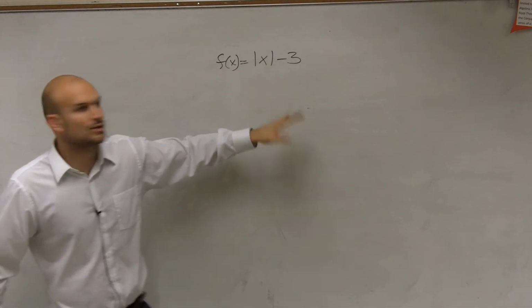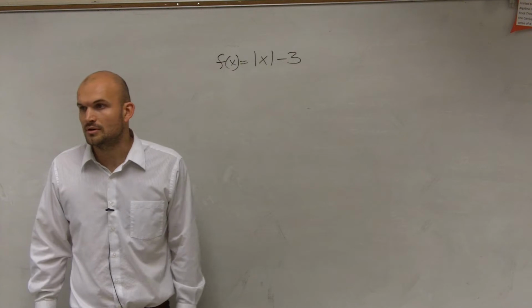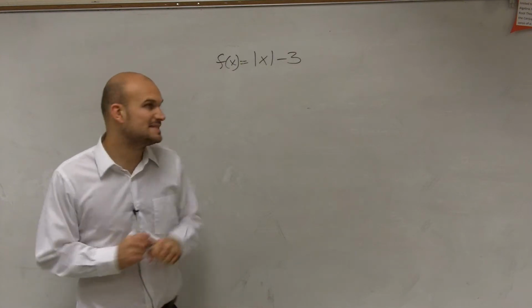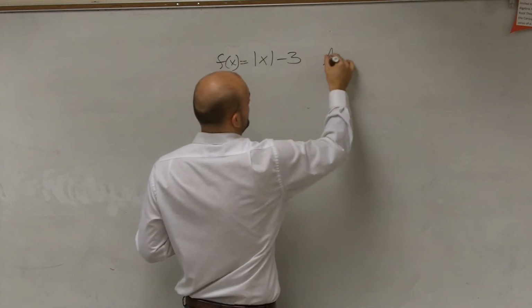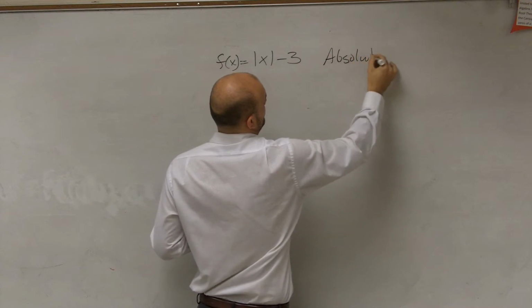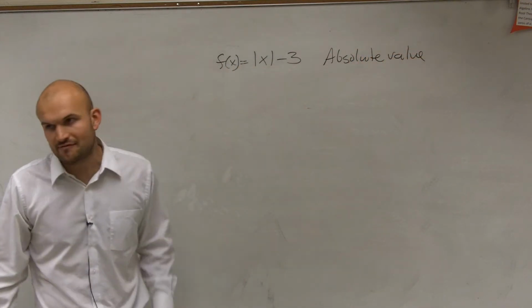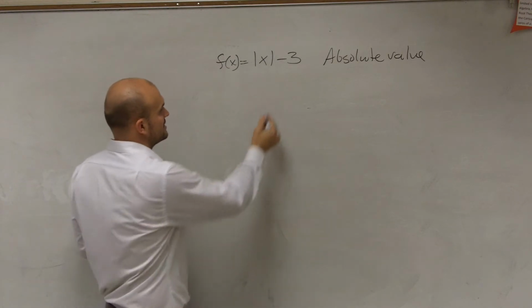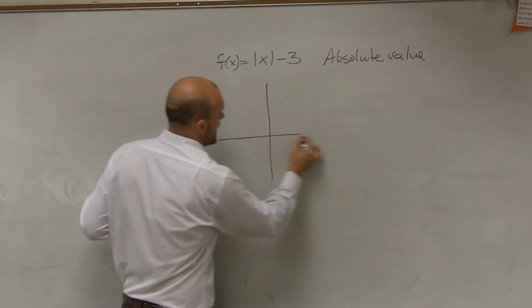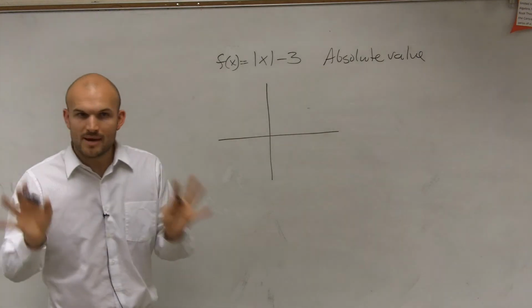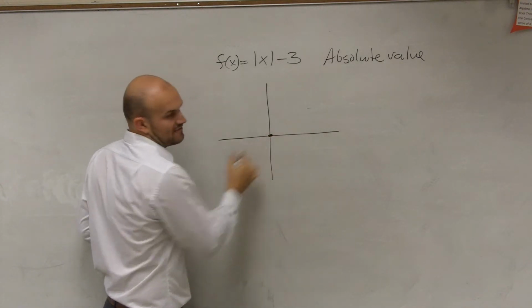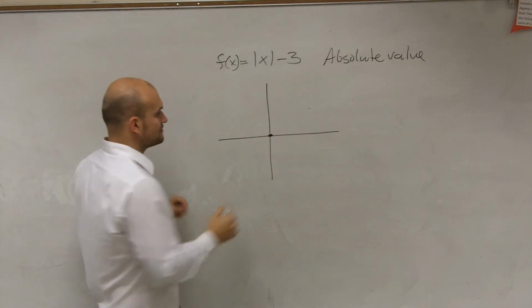So here, we notice I have an absolute value of my x. So therefore, I'm going to be dealing with an absolute value graph. All right? So how do you graph an absolute value? Well, the first thing you guys need to understand is what an absolute value graph looks like. Remember, absolute value graph was that V graph, right?